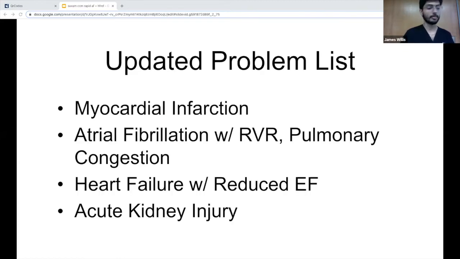And so your updated problem list includes myocardial infarction, right? Your patient's in rapid AFib. They also have pulmonary congestion. They're experiencing heart failure with a reduced ejection fraction. There's also a possible AKI component to this.